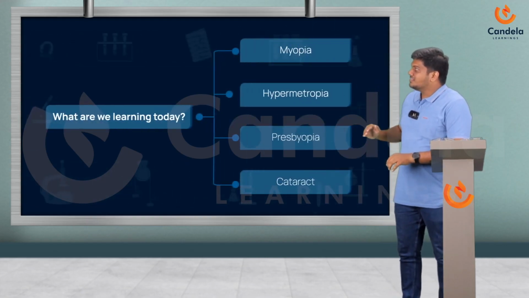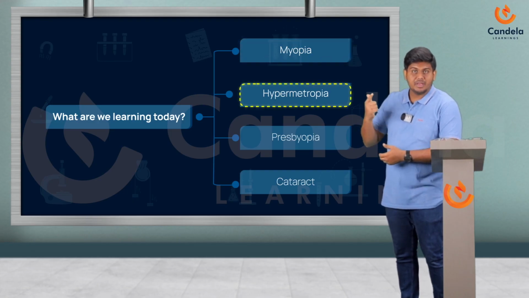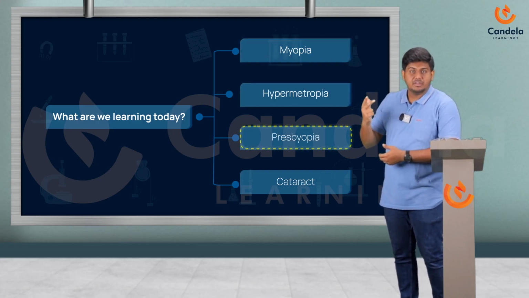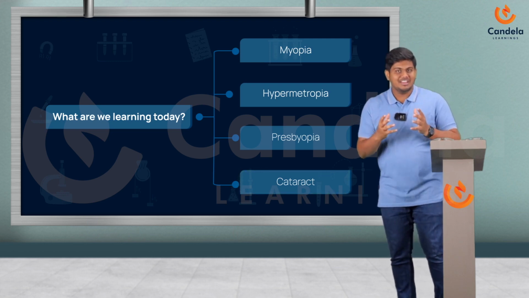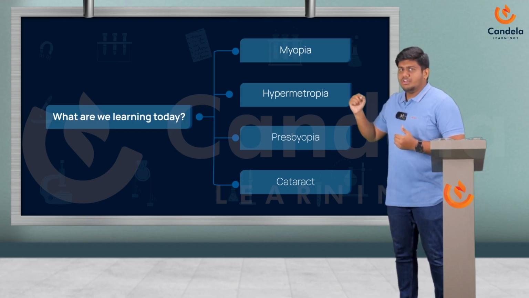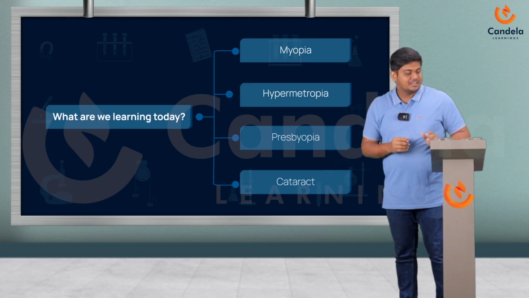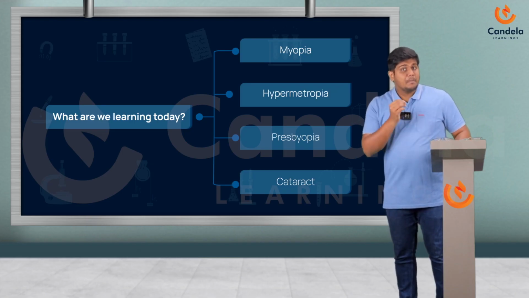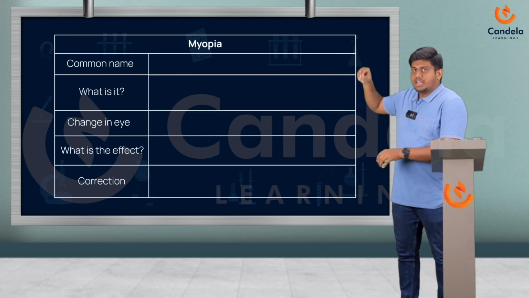These are the four topics that we will talk about today: myopia, hypermetropia, presbyopia, and cataract. I know all these sound very scary, but trust me, the only difficult part about these four defects is the name. What it is is pretty easy. So let's first focus on myopia. These are the five topics that we will cover in myopia.